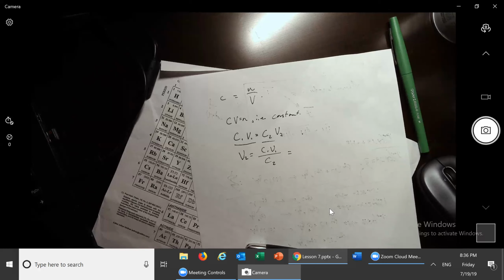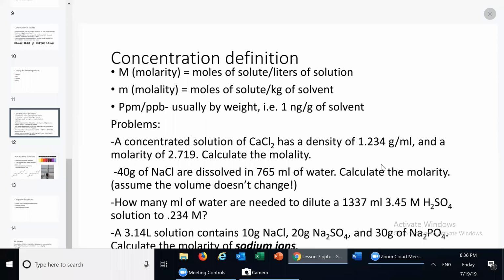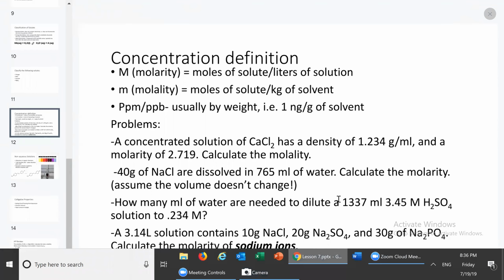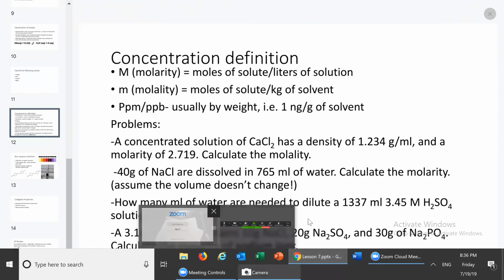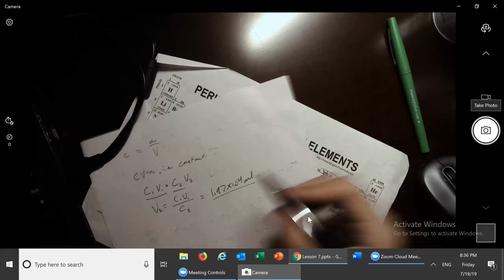So you already know what C1, V1, and C2 are. I said that C1 and V1 are the initial concentration and the initial volume. And we know the final concentration, C2, so 1,337 times 3.45 divided by 0.234 equals 1.97 times 10 to the fourth milliliters. Okay? So we have the final volume. This is the final volume.